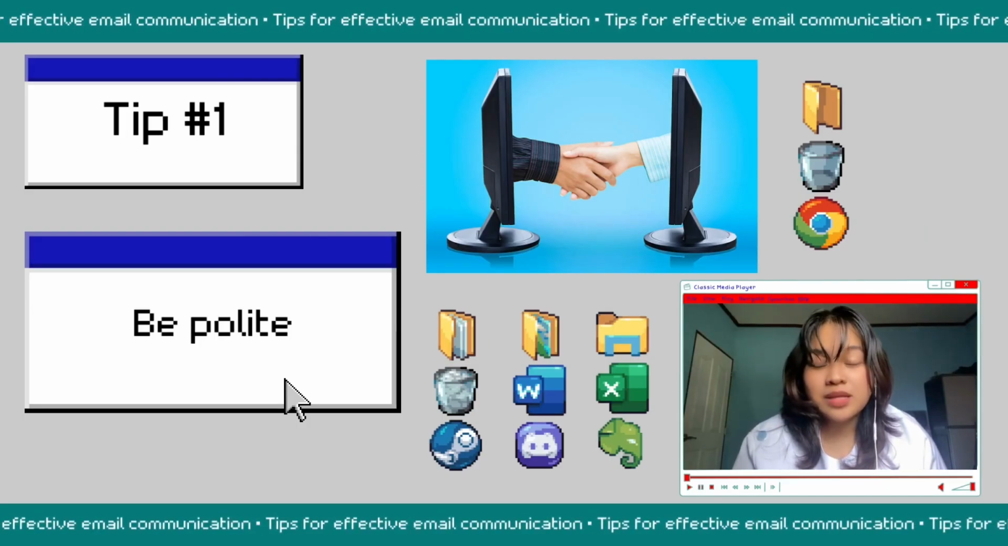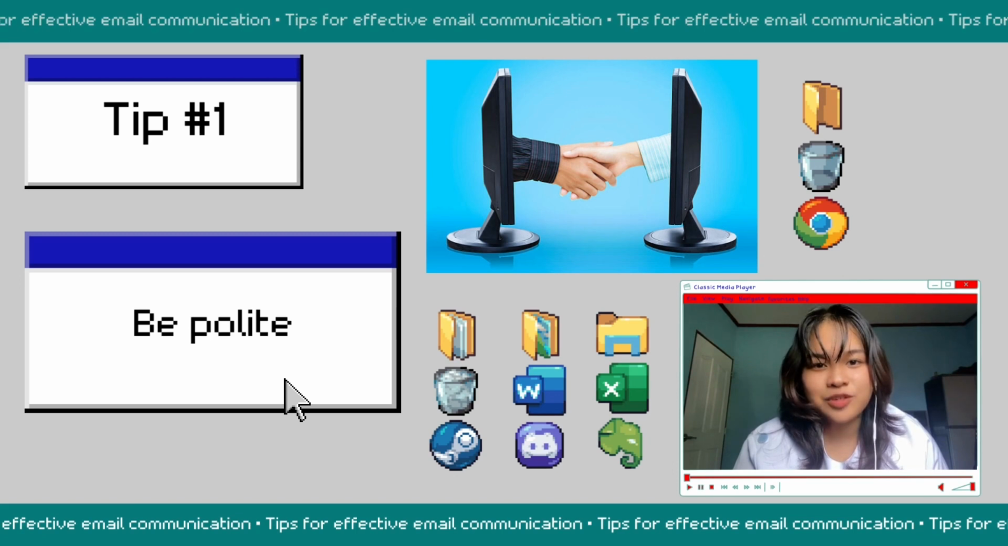Tip number one: be polite. Avoid informal language, jargon, slang, and inappropriate abbreviations. Think about how your email feels emotionally. If your emotions could be misunderstood, find another way to phrase your words. Be friendly, respectful, and thankful.